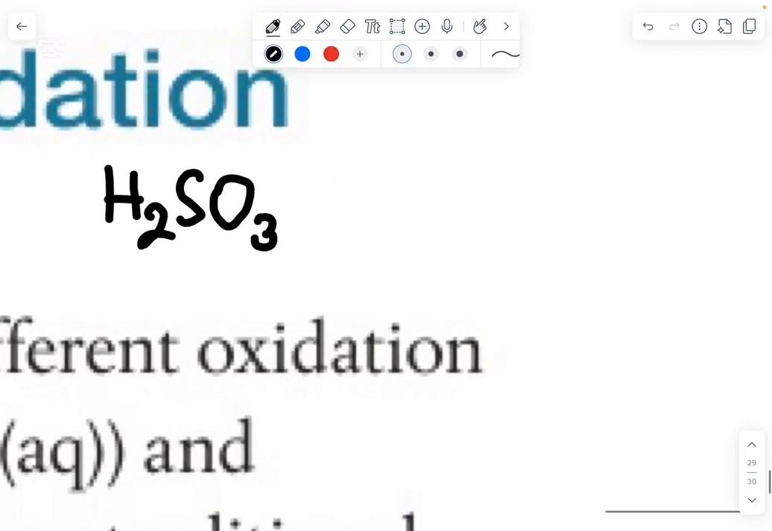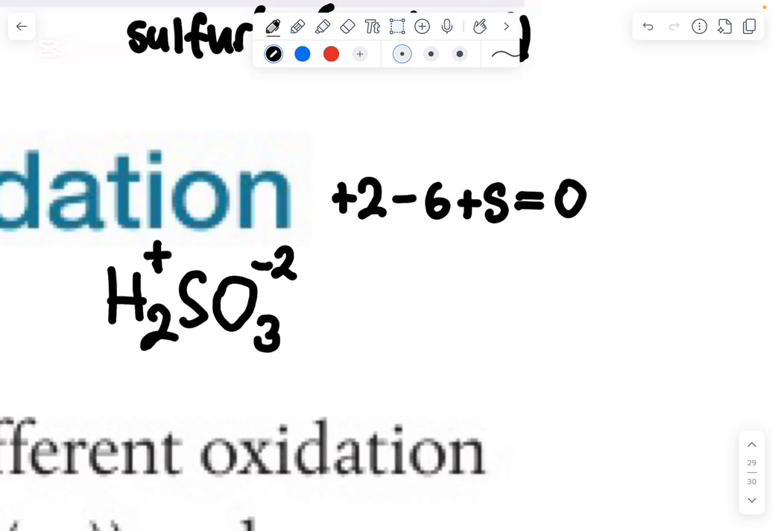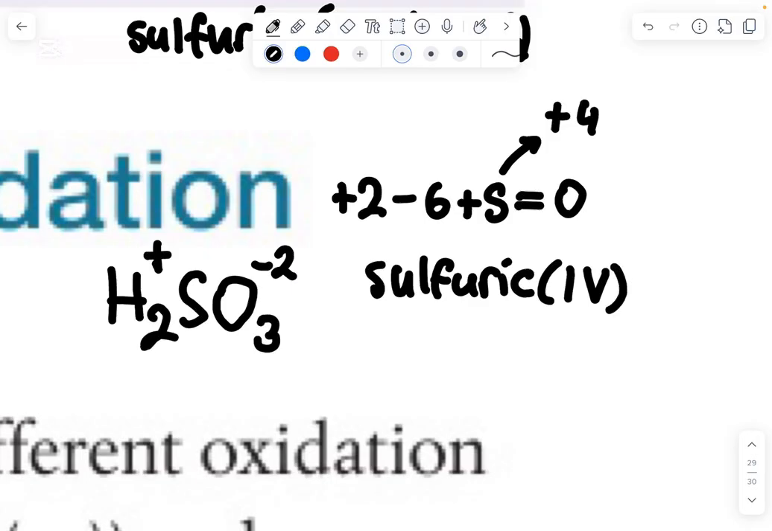Now let's talk about this one. As you know, hydrogen is going to be +1, multiply that by 2 and it is +2. Oxygen is going to be -2 because it's not bonded to fluorine, so it's going to be -2 times 3, which is -6, plus sulfur, and that's going to give 0, and sulfur must be +4. So this is going to be sulfuric(IV) acid, with 4 in Roman numerals.